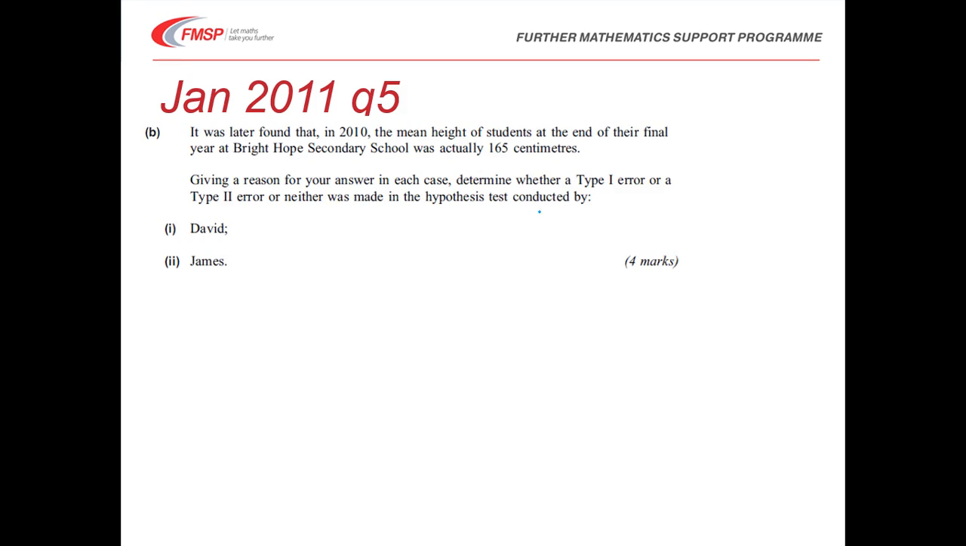So, part B. Give a reason for your answer in each case. Determine whether a type 1 or type 2 error or neither was made in the hypothesis test. So what did David do? Well, David rejected H0. We found out that actually we should have accepted it. That's a type 1 error. Okay, type 1 error is rejecting H0 when you shouldn't have done.